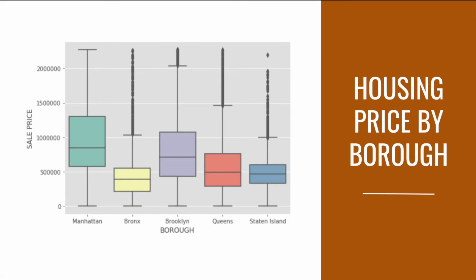Our last visualization shows a box plot of housing prices by borough. We want to identify extreme outliers, so we use the 90th percentile to visualize the data. As expected, Manhattan has the highest median prices. The Bronx has the lowest median prices, but it also has a lot of outliers. These outliers will be affecting our model, and we will have to address them.